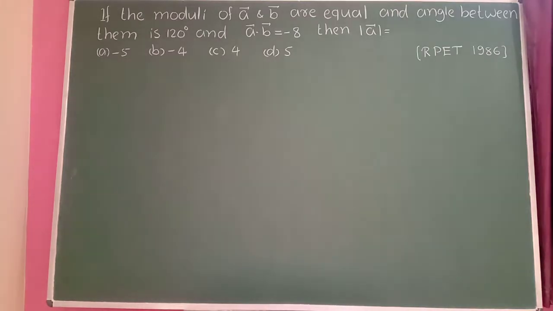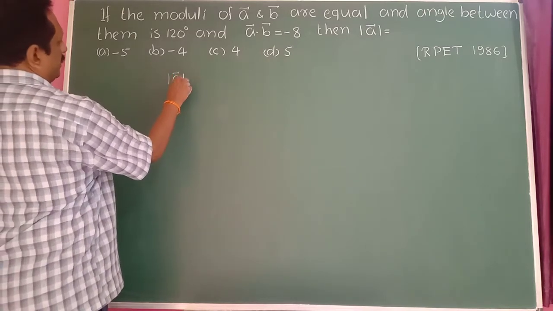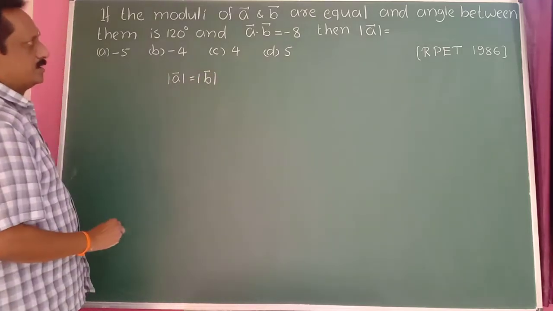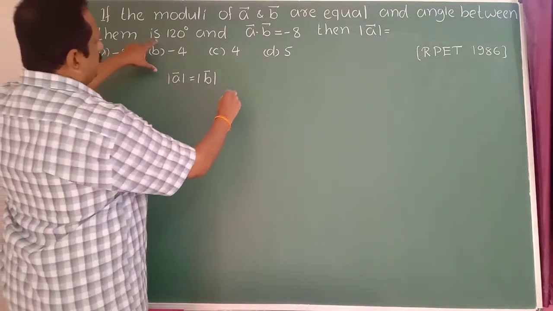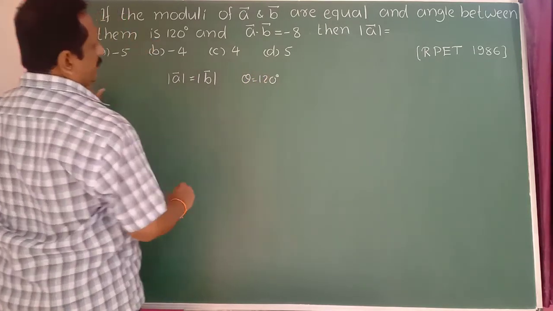If the moduli of A bar and B bar are equal and the angle between them is 120 degrees and A bar dot B bar is minus 8, then modulus of A bar is equal to what here? They are given as having equal moduli here. Hence modulus of A bar equal to modulus of B bar, and the angle between A bar and B bar is 120 degrees. So theta is equal to 120 degrees.